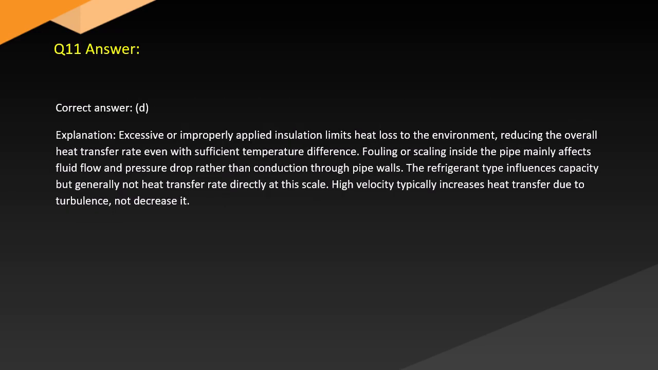Answer. Correct answer: D. Explanation. Excessive or improperly applied insulation limits heat loss to the environment, reducing the overall heat transfer rate even with sufficient temperature difference. Fouling or scaling inside the pipe mainly affects fluid flow and pressure drop rather than conduction through pipe walls. The refrigerant type influences capacity but generally not heat transfer rate directly at this scale. High velocity typically increases transfer due to turbulence, not decrease it.